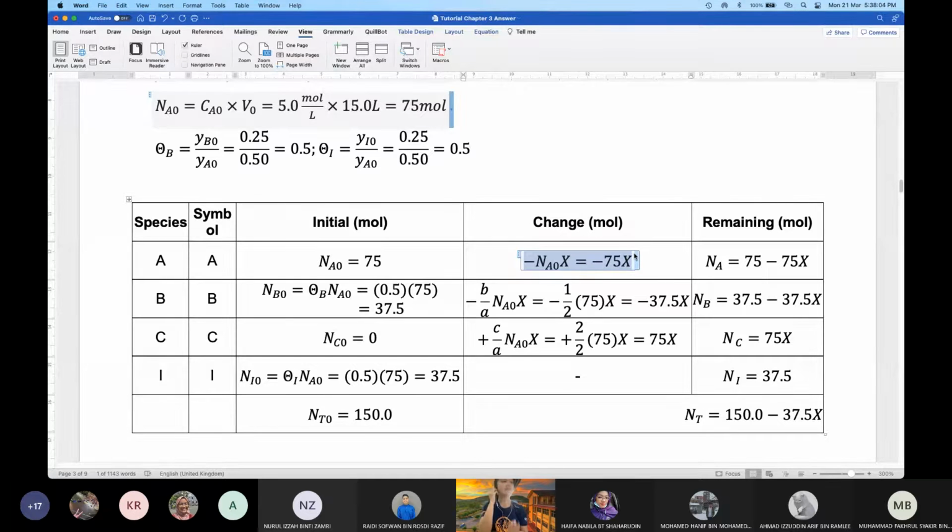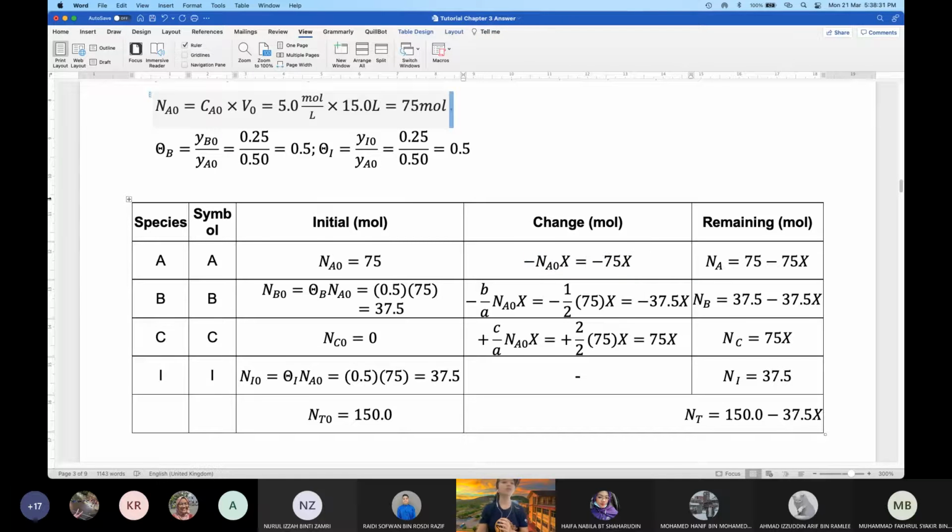Technically, is minus A per A and A0X. Tetapi A per A is 1. That's why they don't write the A per A, but it's basically 1. Okay, so minus. And Na0, you know, is 75. So you replace the Na0 with 75. The X, you don't need to replace because they say we don't know the X. So it's a function of conversion. The X is left as it is. Okay, so change here, minus 75X.